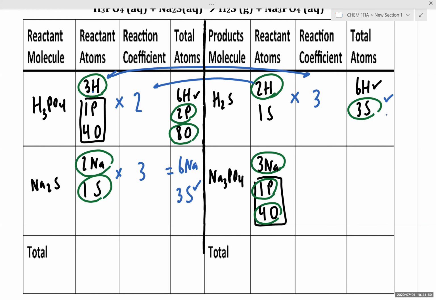Now, let's look. We have 6 sodiums on the left. We have 3 sodiums on the right. So 3 times what would give us 6 sodiums? What coefficient should we guess? 3 times what would give us 6? 2. And that 2 applies to all of our atom counts for this compound. So that gives us 2 phosphoruses and 4 oxygens.